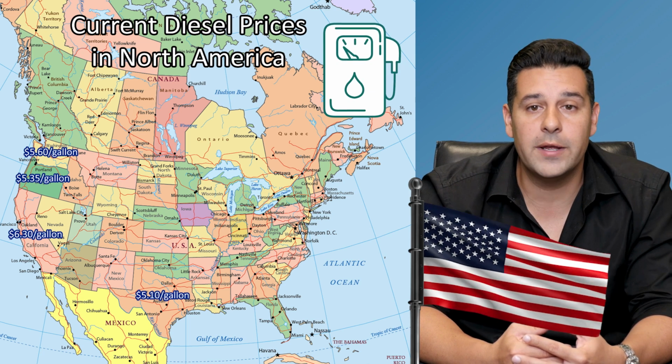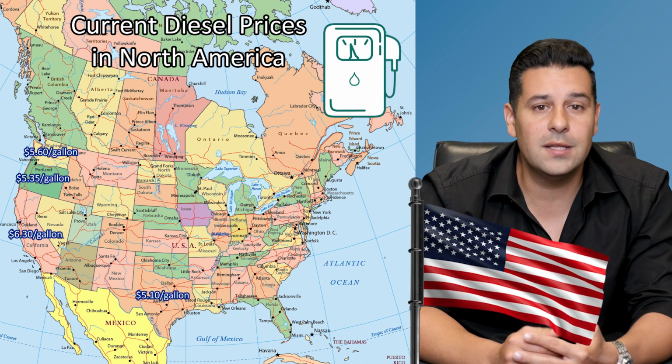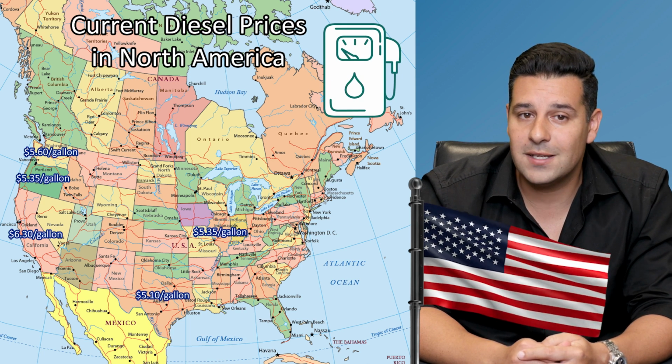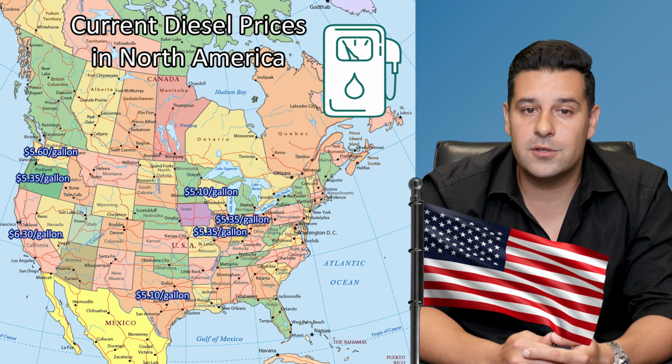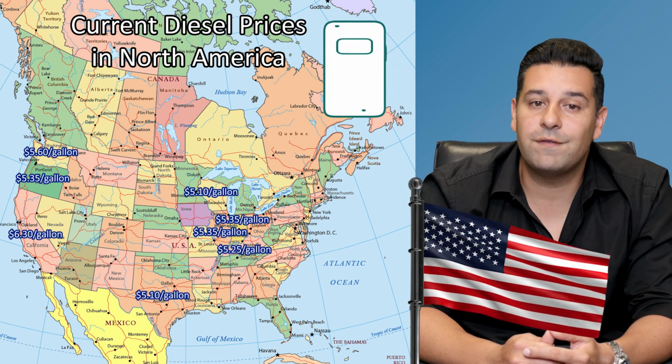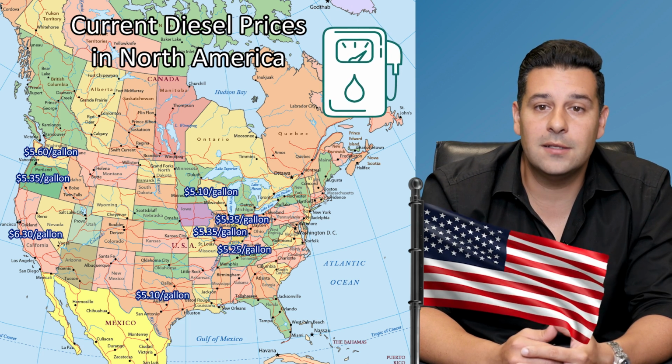Now we will work our way into the Midwest region, Illinois, Indiana, Kentucky, Wisconsin. So Illinois, $5.35. In Wisconsin, it's $5.10. In Indiana, it's $5.35. And in Kentucky, it's $5.25 US per gallon.